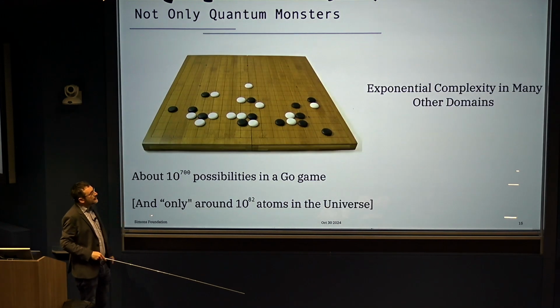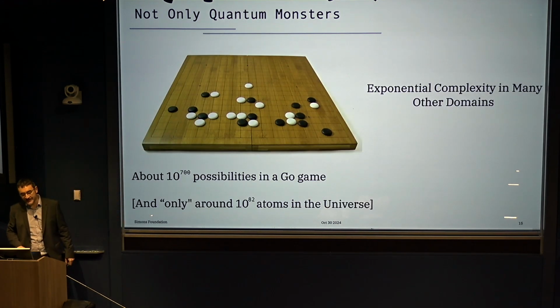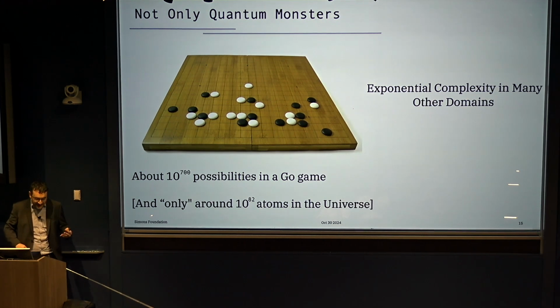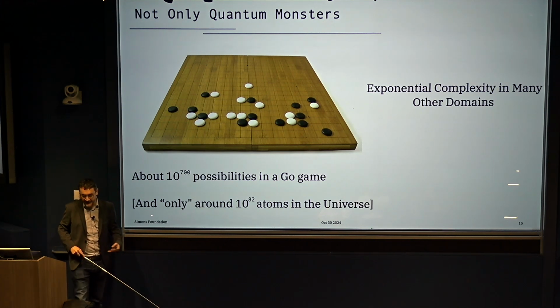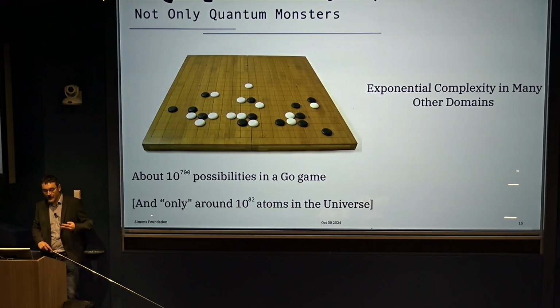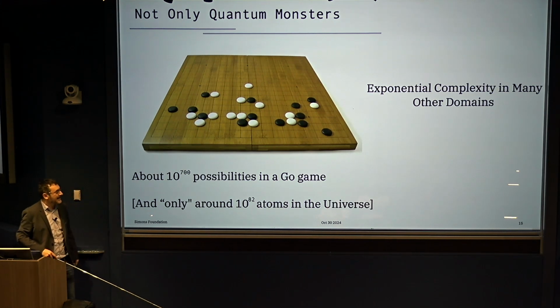However, something that is crucial is that this exponential complexity is not a prerogative or an exclusive of quantum physics, but it happens in many other domains of either natural phenomena or, if you want, human-made phenomena.